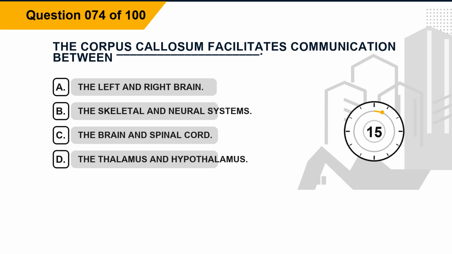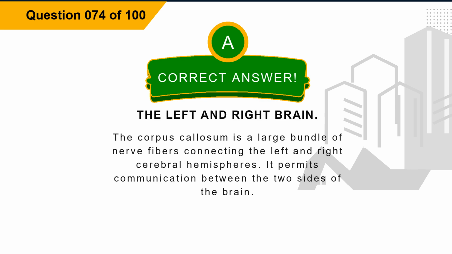Question 74. The corpus callosum facilitates communication between blank. Option A, the left and right brain. Option B, the skeletal and neural systems. Option C, the brain and spinal cord. Option D, the thalamus and hypothalamus. The correct answer is option A, the left and right brain.